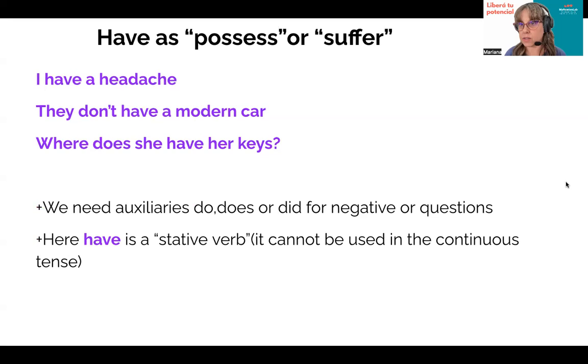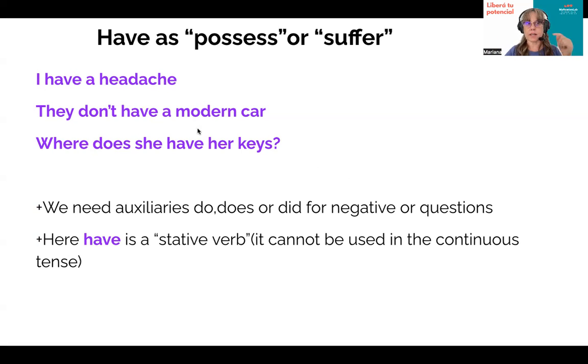Then it can mean possess or even suffer. When you talk about a physical pain, like a headache, I have a headache. I don't have a modern car, that's possession. Where does she have her keys? So it's very important to remember that when have is a main verb, you need auxiliaries to form it.